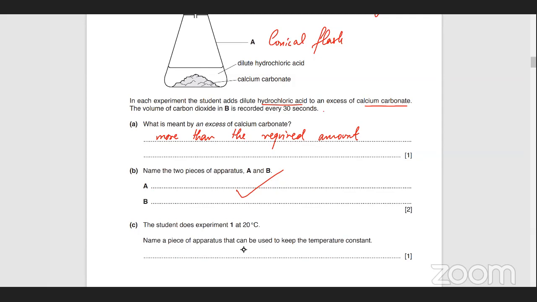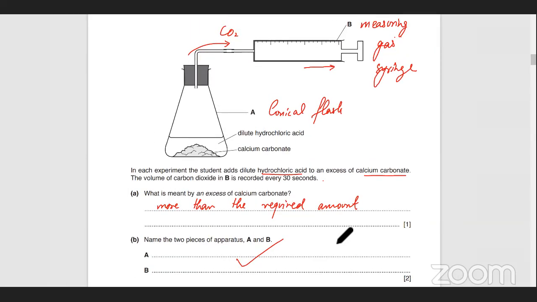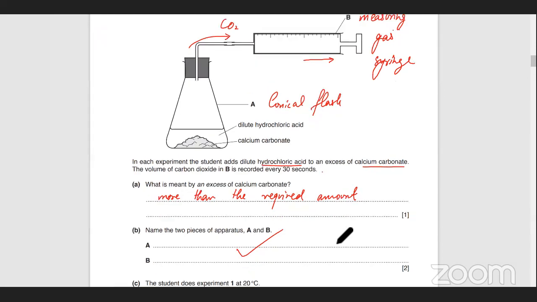Now, part C: the student does experiment 1 at 20 degrees centigrade. Name a piece of apparatus that can be used to keep the temperature constant. Now he's doing the experiment at 20 degrees centigrade, and you have to keep the temperature constant. So how can you keep the temperature constant at 20 degrees centigrade?